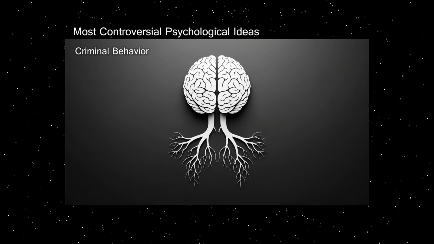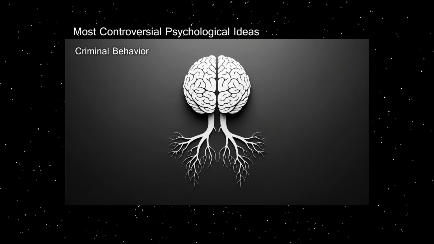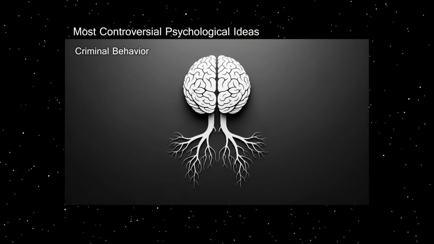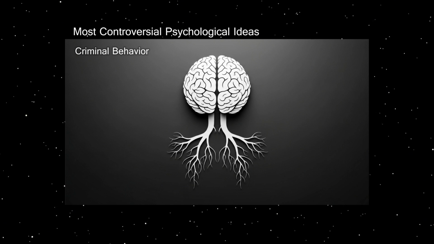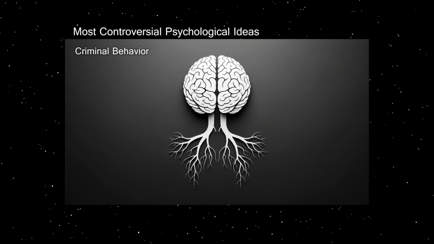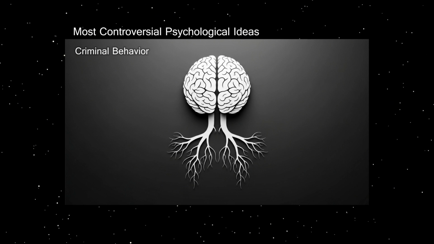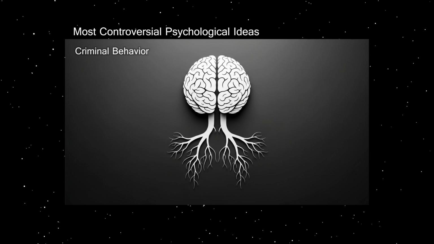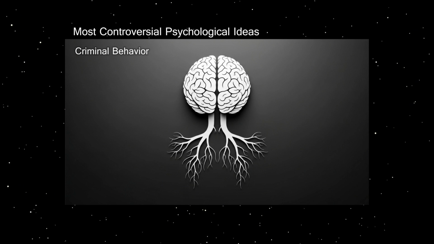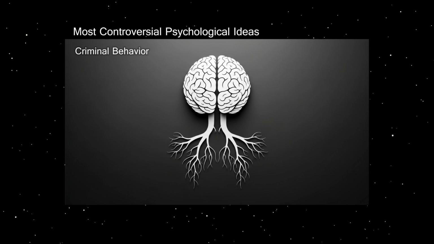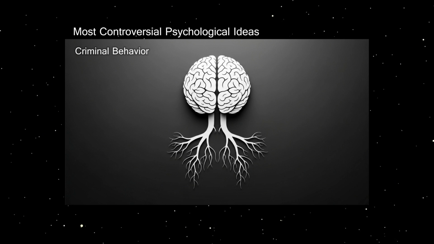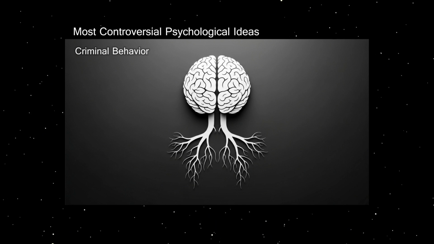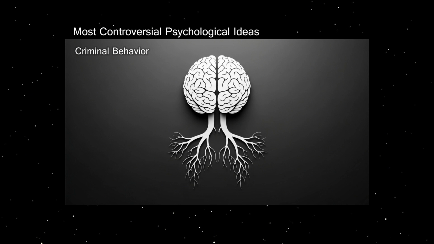In conclusion, the theory that criminal behavior has genetic roots is supported by evidence showing that inherited traits can influence predispositions toward antisocial conduct. However, genes are not destiny. Their influence is shaped by environment, experience, and choice. The controversy surrounding this idea stems less from the science itself and more from how it is interpreted and applied.